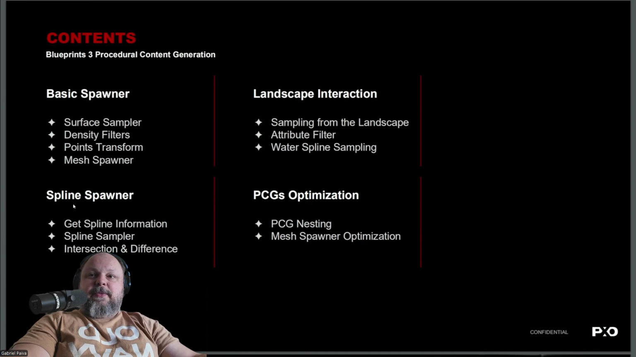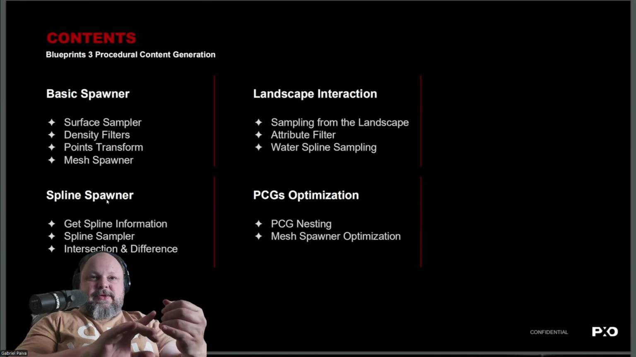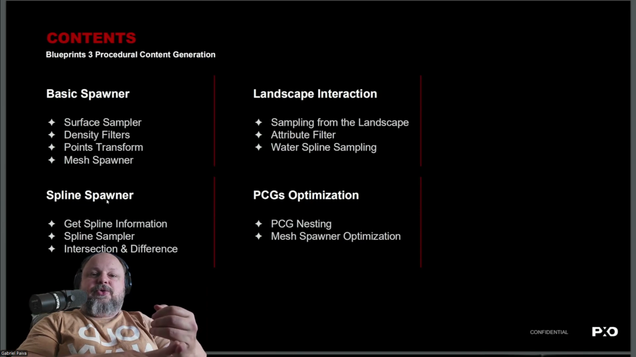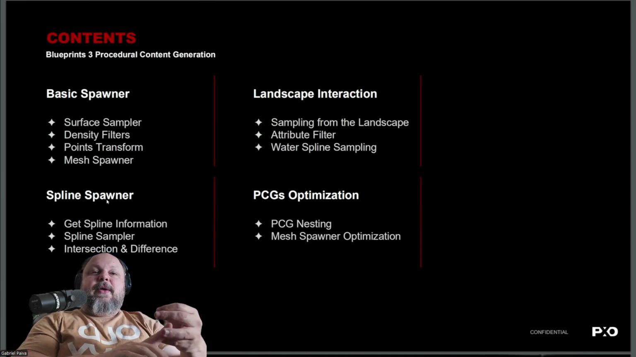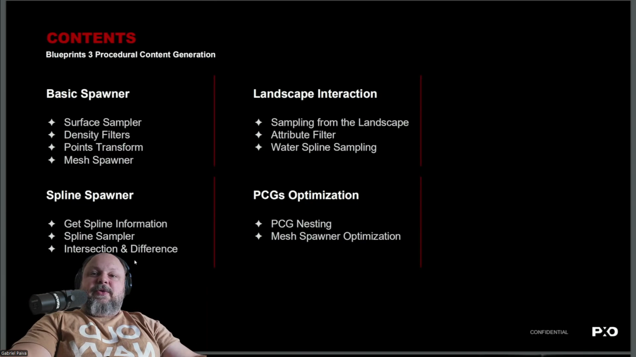work for our PCG because we're going to start using splines to actually do a couple of things, creating zones where the PCG should be working and zones where you want to eliminate that PCG. And we're going to be talking about two particular nodes that are called intersection and difference. So we're going to be doing some booleans, right, inside the actual PCG.